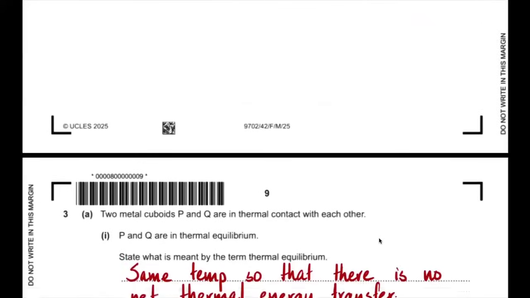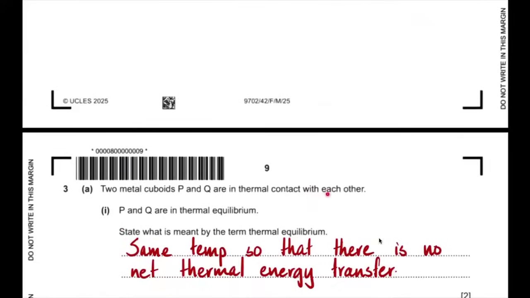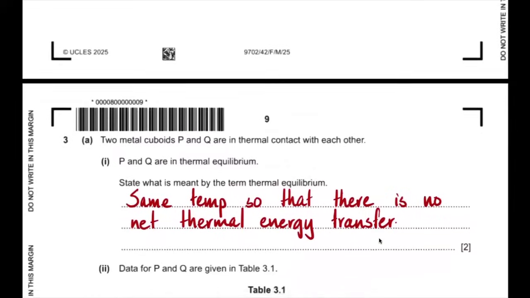Question number 3 now. Two metal cuboids P and Q are in thermal contact with each other. P and Q are in thermal equilibrium. What is meant by thermal equilibrium? Very textbook definition. So they have the same temperature. So in essence, there is no overall or net thermal energy transfer.